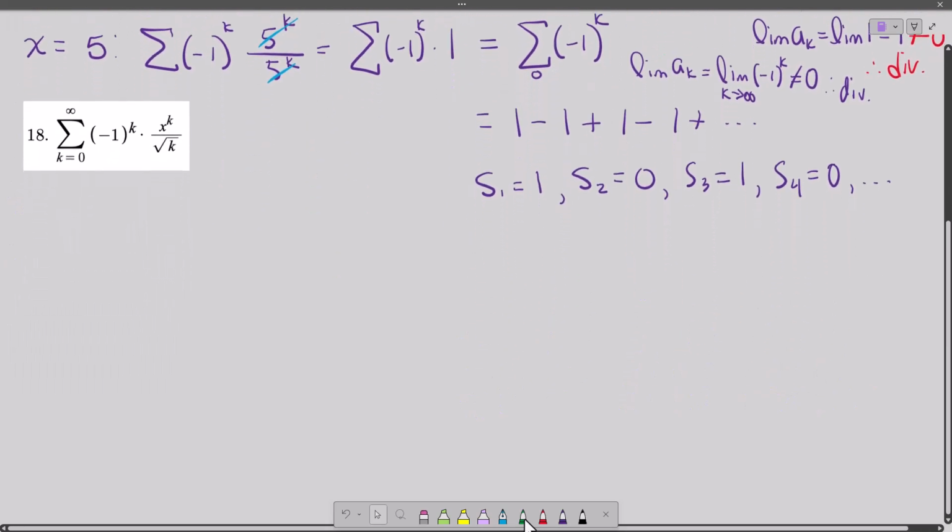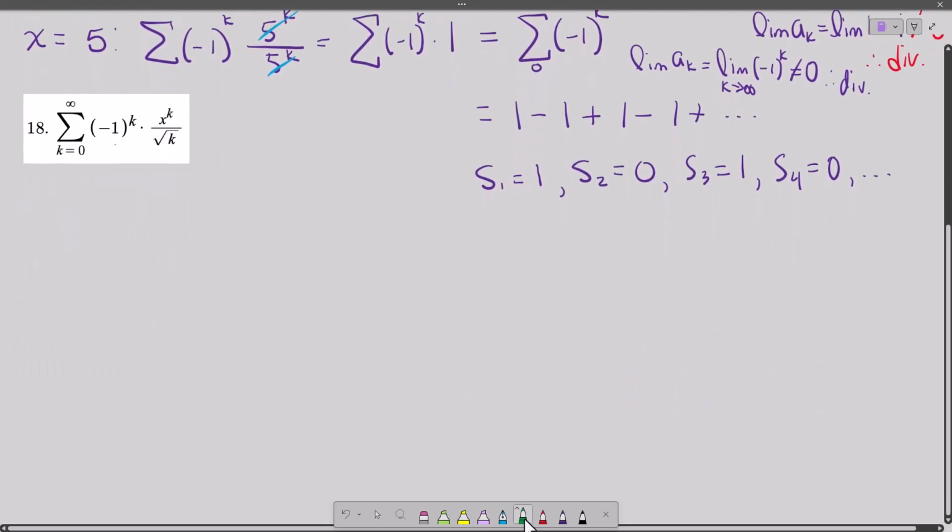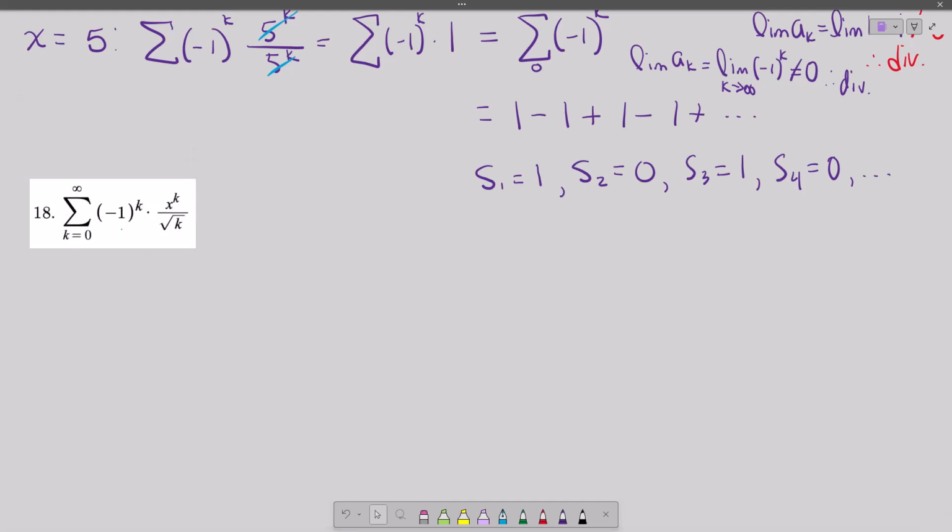All right, so let's take a peek at this one. We're going to do the same thing that we did above. Let's go ahead and use the ratio test. The ratio test is usually where we go with these things. So the ratio test, we're going to take the limit of the absolute value of a sub k plus 1 divided by the absolute value of a sub k.